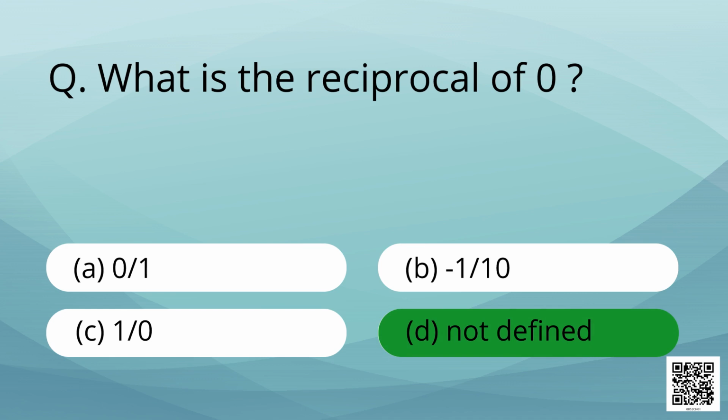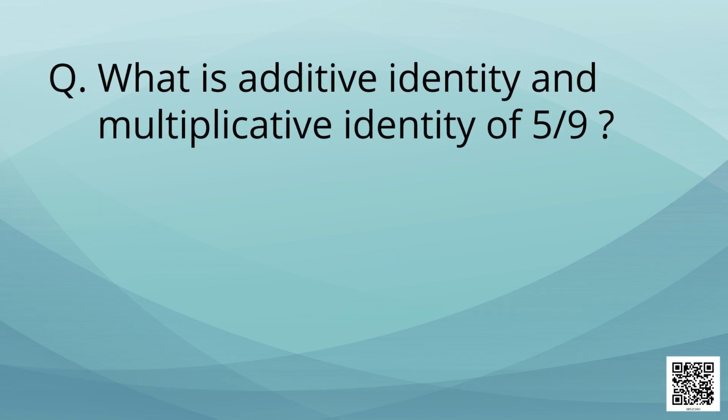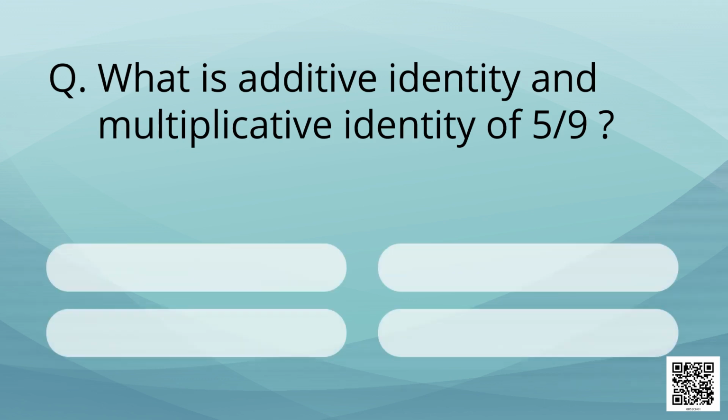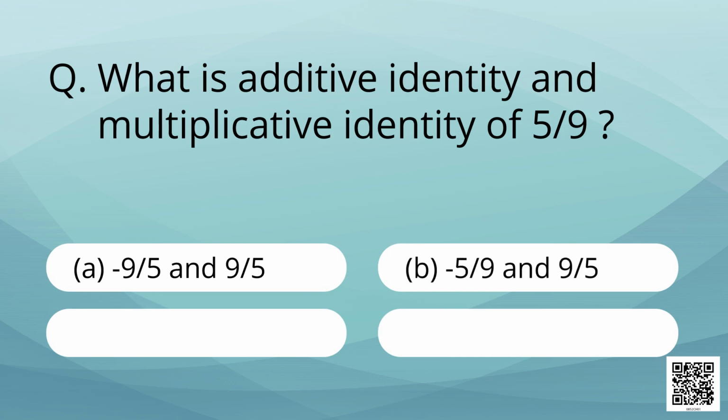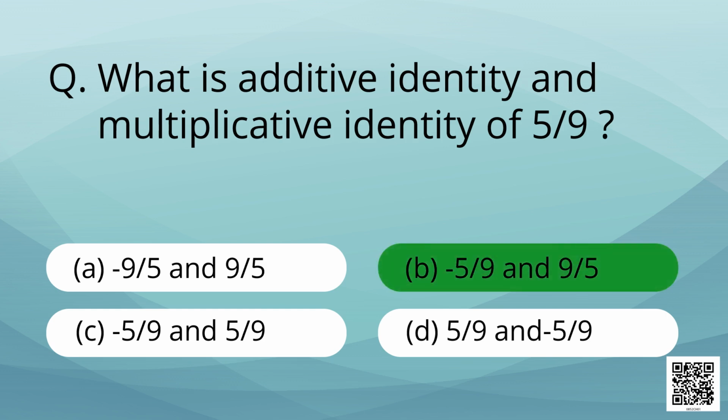Children, I gave a question earlier in this video and promised you that I will discuss it at the end of the video. The question was, what are the additive identity and multiplicative identity of 5/9? Your options were -9/5 and 9/5; -5/9 and 9/5; the third option was -5/9 and 5/9; and the fourth option was 5/9 and -5/9. So, what is the answer, children? Yes, the answer is -5/9 and 9/5.